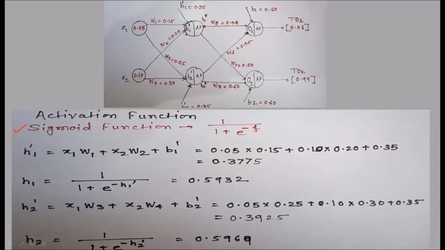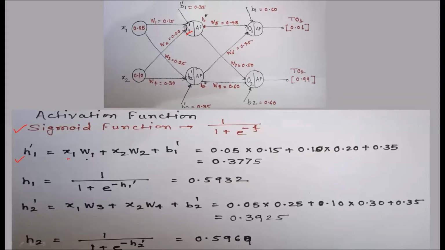First we'll find this H1 dash. As you know the process of finding H1 dash, we have to multiply X1 by W1, plus multiply X2 by W2, plus add this B1 dash. Here the weight for B1 dash is not used. Generally weights are not used for B1 dash, but again it depends upon the application. So this is solved here. You have to solve it afterward in your notebook.